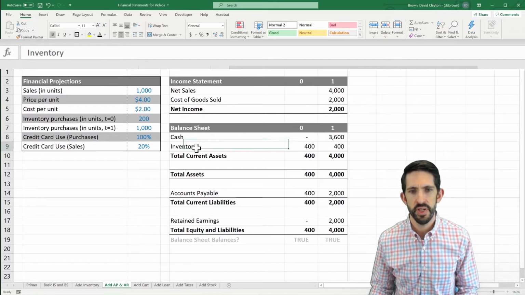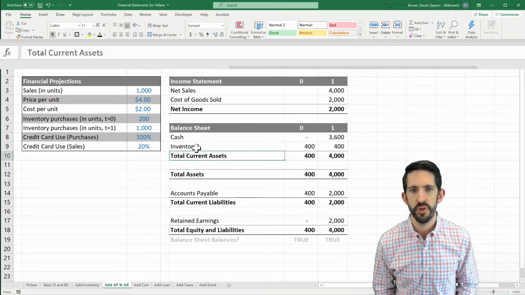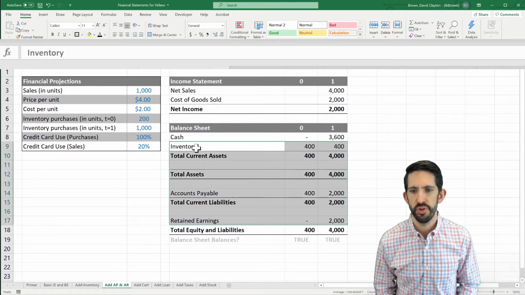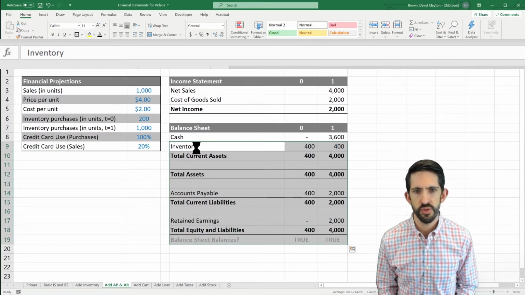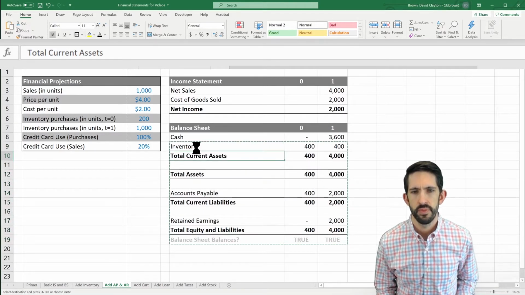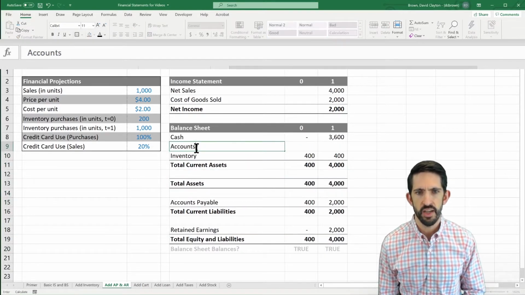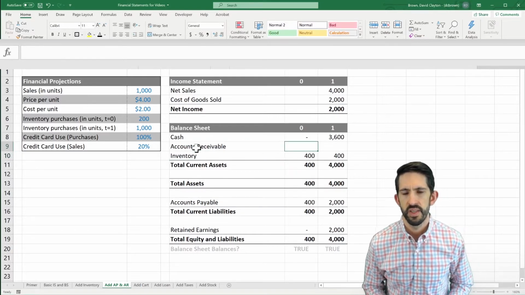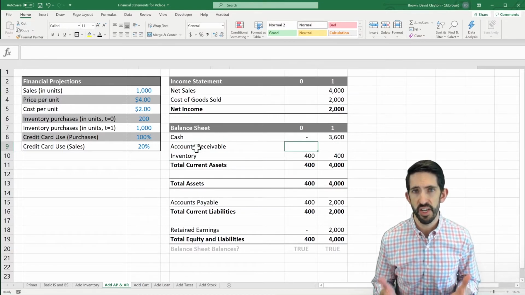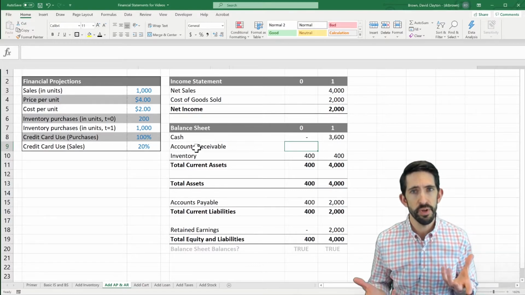So if we come back up here, let's go ahead and make a little room for our accounts receivable. I'll put it right between our cash and our inventory. Making a little bit of room here. And we'll add accounts receivable. Now accounts receivable are going to be based on our sales, right? We have to have some parameter, right?